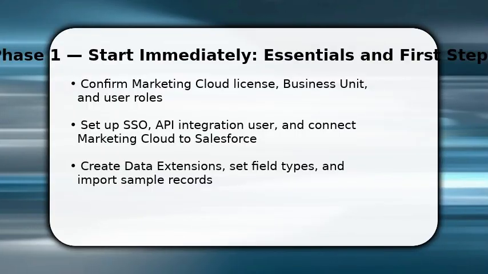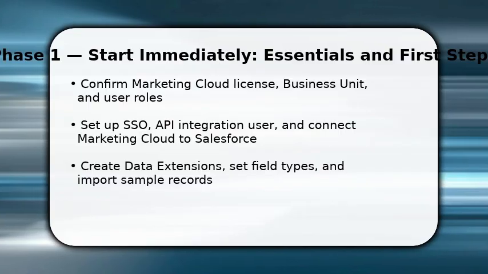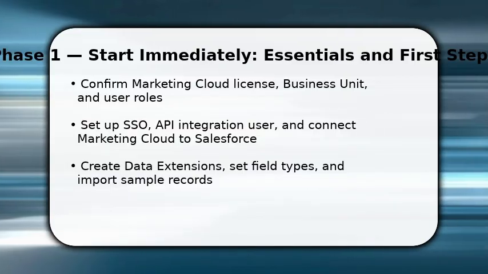You need the essentials first: license, business unit, and integration access. Once those are present, create an API integration user so systems can talk securely. Next, make data extensions with correct field types, import a small sample file, and validate mappings.